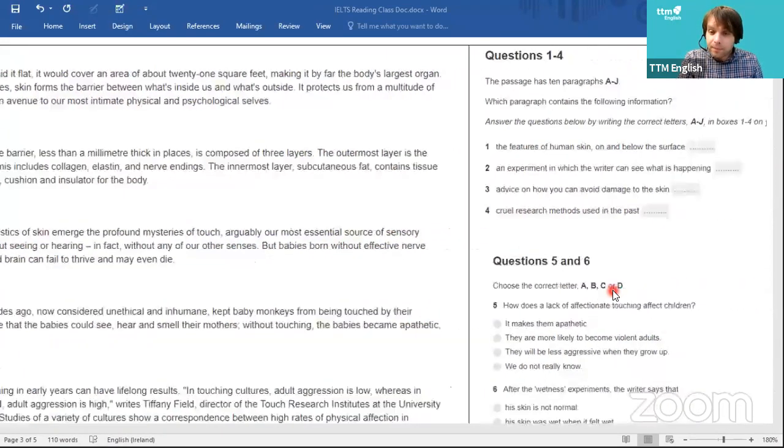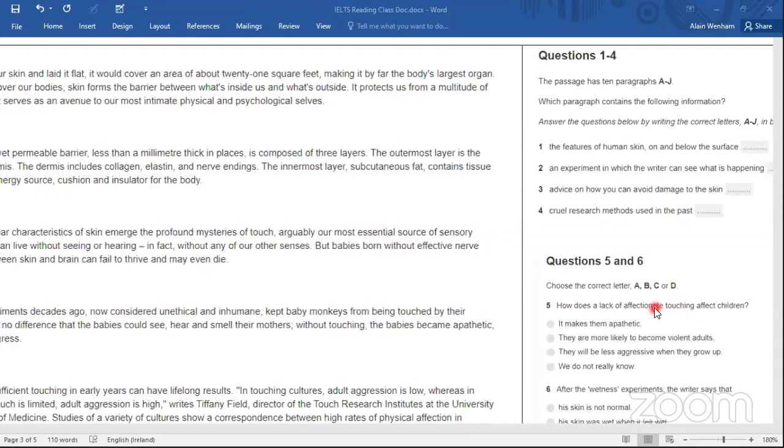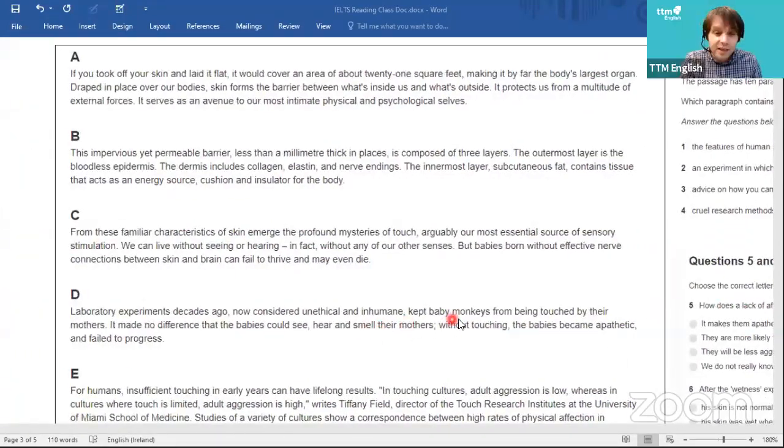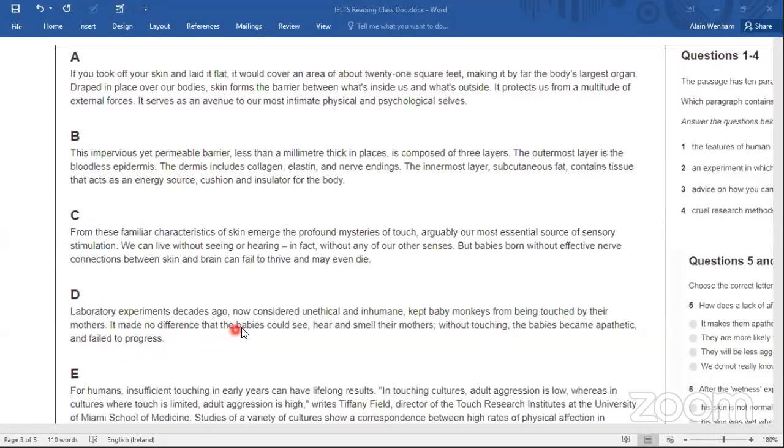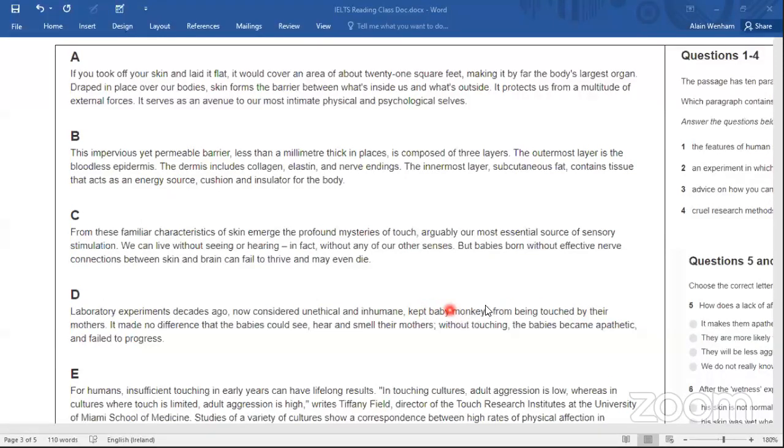So think about this. How does a lack of affectionate touching affect children? So we're looking for this idea of it affecting someone. Someone said here, does this tell us anything about how children are affected? No, it's for monkeys. Yes, it says babies become apathetic. Okay, what does apathetic mean? Care about nothing, like flat, careless. Okay, but John's saying it's for monkeys. I think he's right, John. Yes, that is for poor baby monkeys.